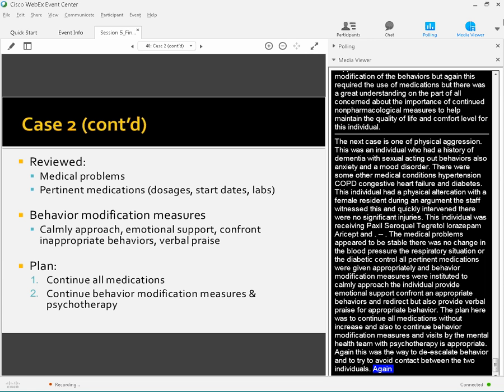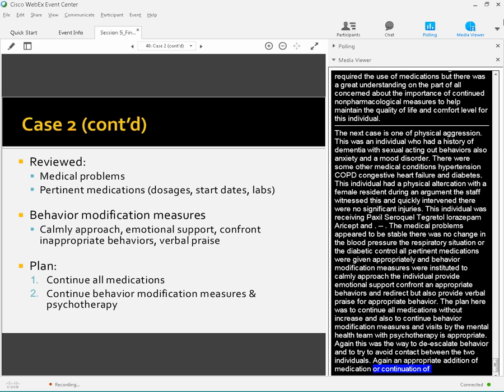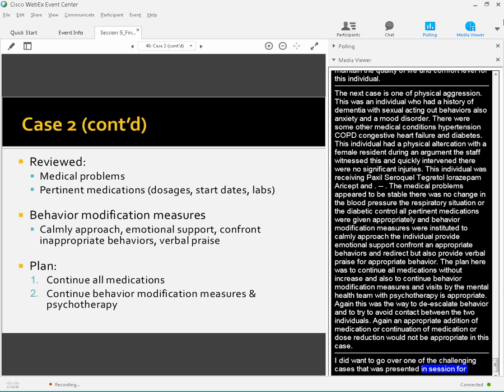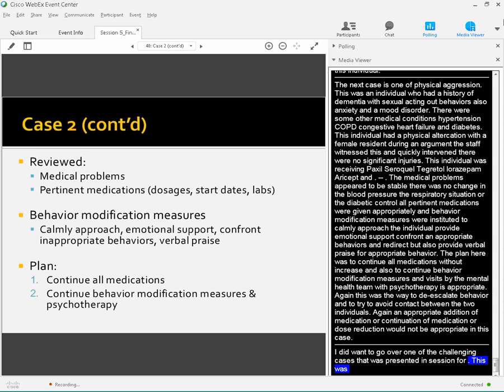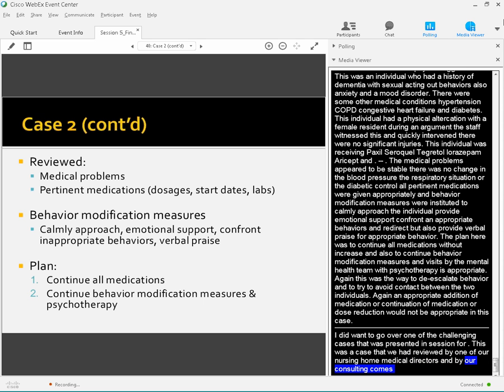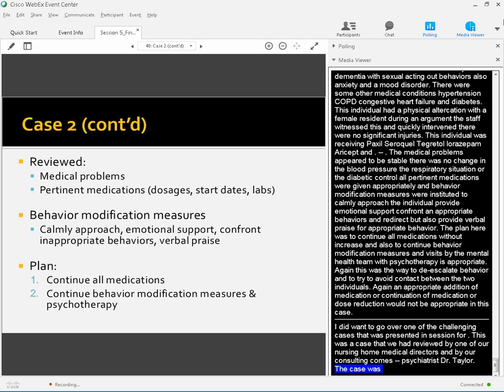Time permits, and I did want to go over one of the challenging cases that was presented in session 4. This was a case that we had reviewed by one of our nursing home medical directors and by our consulting geropsychiatrist, Dr. Taylor. The case was presented and it came to us through the chat pane. We have an extremely difficult resident that we have not been able to manage.